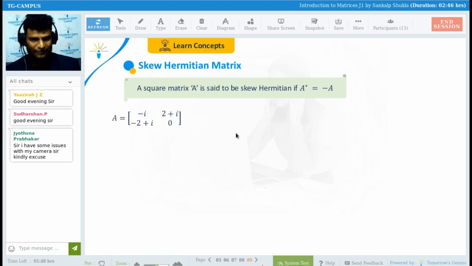So we have examples for that also. Suppose A is this matrix, minus i, 2 plus i, minus 2 plus i and 0. So what I'll do, I'll take the conjugate first. So conjugate will be what?